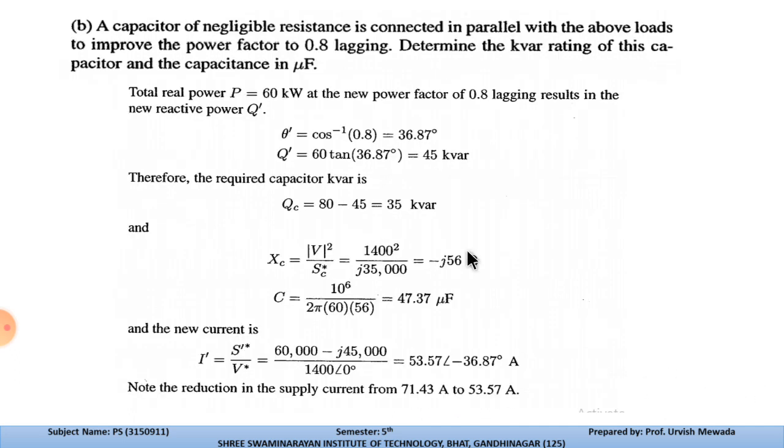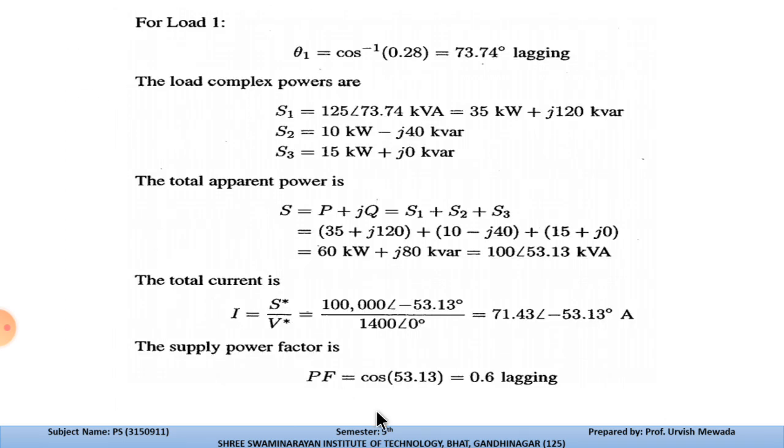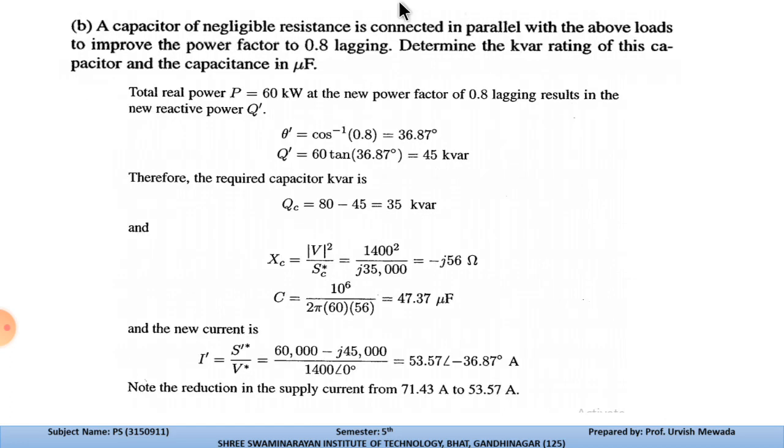Now the second task which is given: a capacitor of negligible resistance is connected in parallel with the above loads to improve the power factor to 0.8 lagging. So we got 0.6 lagging, and we need to improve this 0.6 lagging into 0.8 lagging. Determine the kVAR rating of the capacitor.